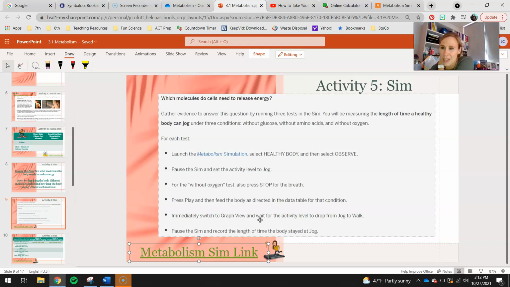Remember that when we talk about time units in this sim, we're not talking about seconds because, realistically, if we're looking at 100 seconds, metabolism takes a lot longer. Digesting food takes a lot longer than 200 seconds, whatever the case is. So that might be more realistically like minutes or even longer than a minute. Okay? Immediately switch to graph view and wait for the activity level to drop from jog to walk. Pause the sim and record the length of time.